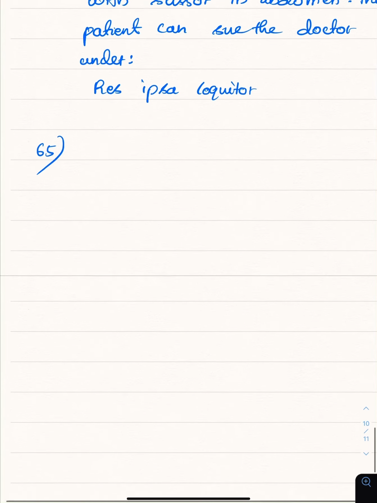So the next question is, an image showing Henderson-Patterson body was there. So that is molluscum contagiosum.